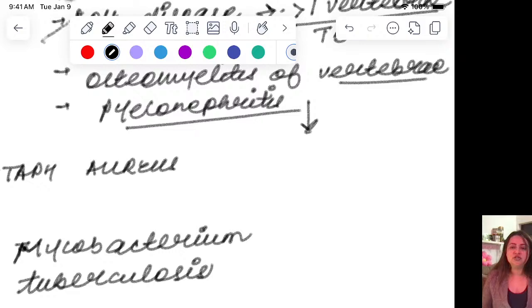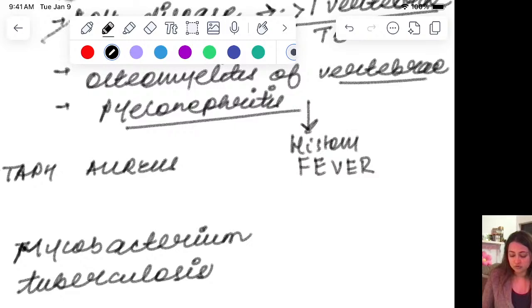So what are the main features of pyelonephritis? Remember, whenever a patient is having pyelonephritis, look at the temperature. So fever. And very, very important, you also have to focus on the history. So we're going to focus on history of recurrent UTIs.